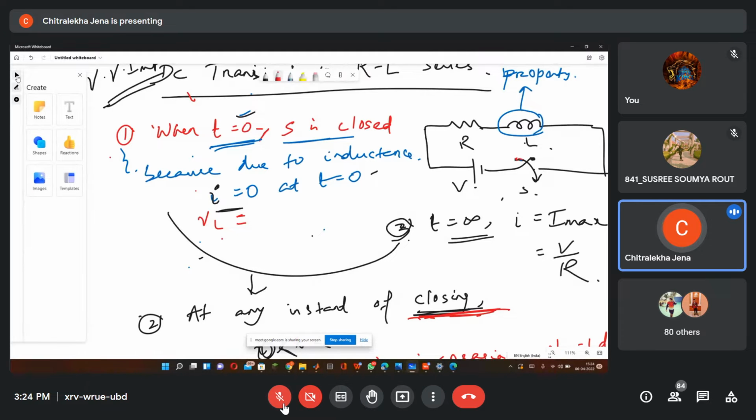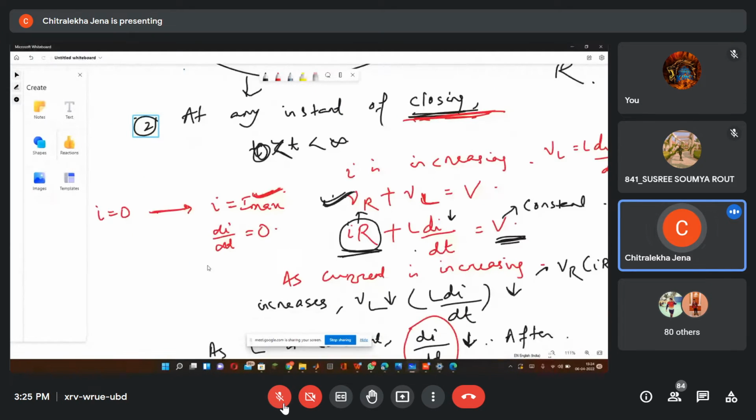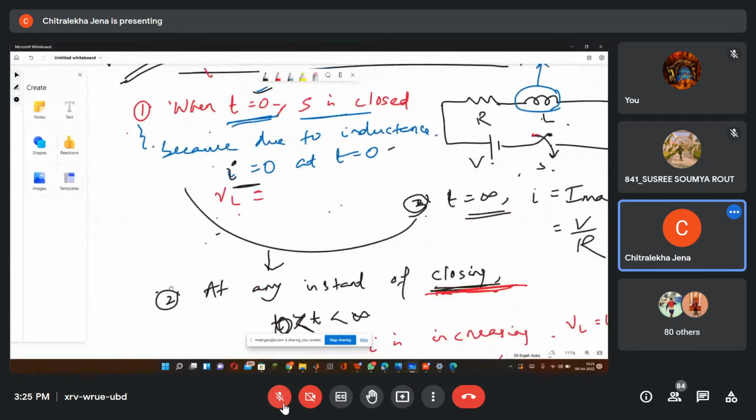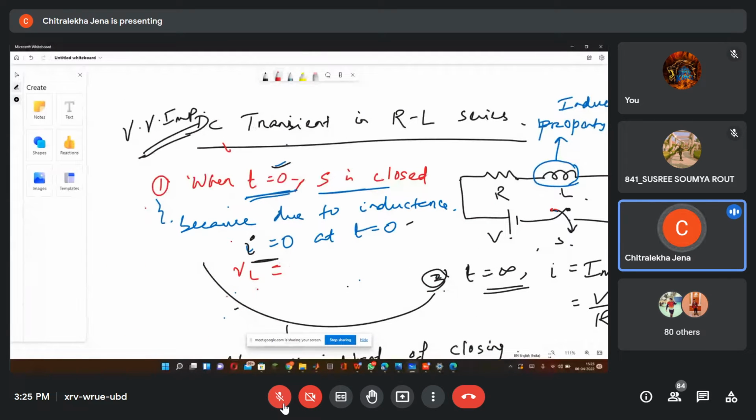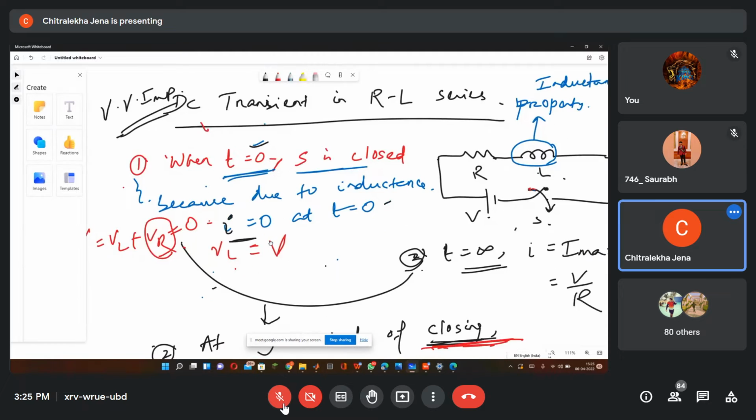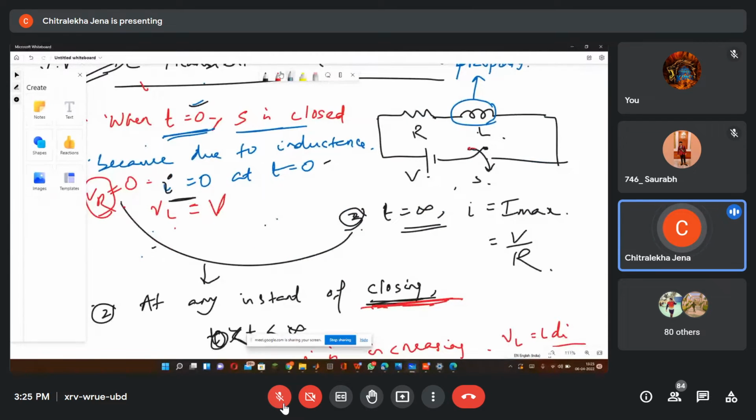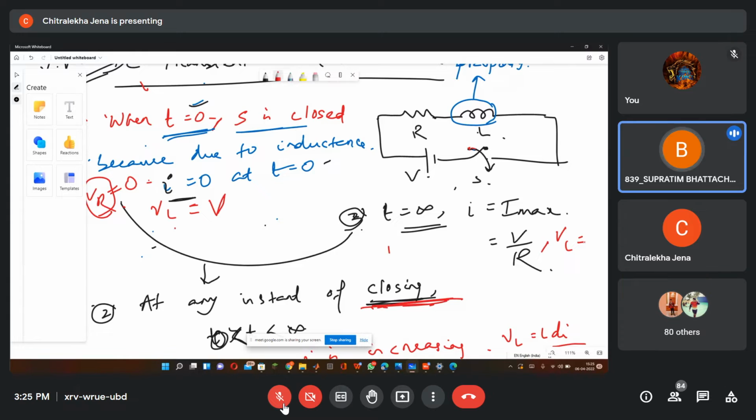You just put the KVL equation. What is my KVL equation? I have closed the switch. V is equal to VL plus VR. My VR is equal to 0 because my I is equal to 0. So what happens to the VL? VL is simply V. What happens to t at infinite? What happens to your VL? Tell me. VL is equal to V minus VR.